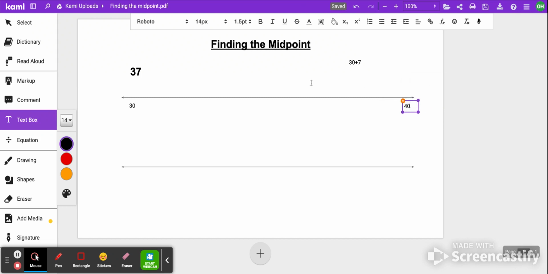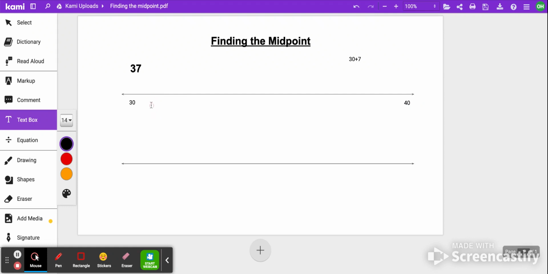Okay, so whenever you are estimating or rounding, after you do expanded form, you would take the number that we have here that is in the tens, and we would put it on the left and then add 10 to it, and then the other friendly number would go here. So now we're just going to fill in the numbers here.